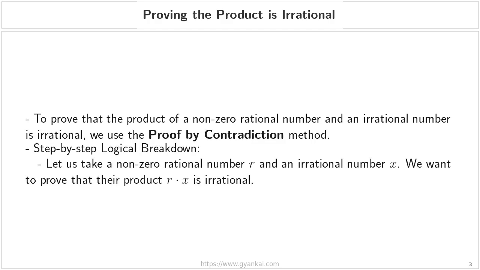To get our logic started, let's break this down step by step. We will begin by defining our players. Let us take a non-zero rational number, which we'll call r, and an irrational number, which we'll call x. Our specific goal for this proof is to show that the product of r and x, written as r times x, must result in an irrational number.